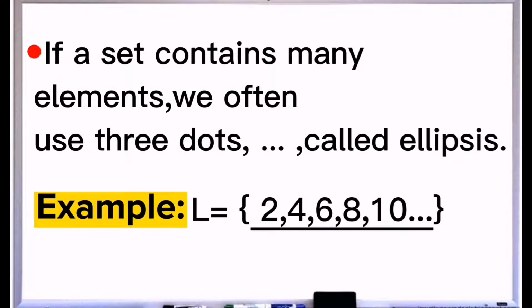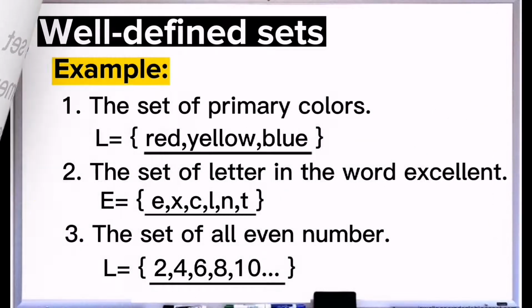If a set contains many elements, we often use three dots, called ellipses. For example, set L is a set of 2, 4, 6, 8, 10, and so on. After the number 10, we have three dots since set L means that it is a continuation of even numbers. A defined set is a set with exact objects or elements.